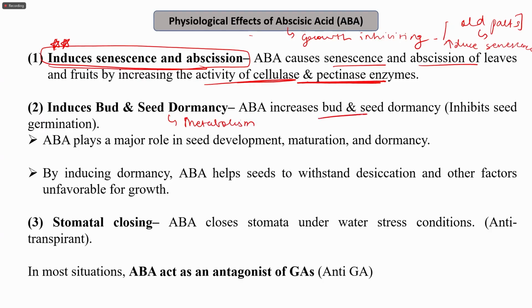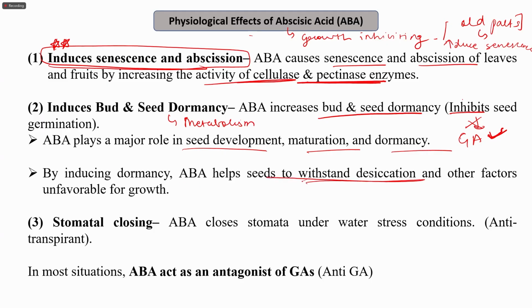So it increases the bud and seed dormancy. It inhibits seed germination, unlike GA that was helping in the seed germination. It is inhibiting the seed germination. ABA plays a major role in seed development, maturation, and dormancy. And by inducing dormancy, it helps the seed to withstand the desiccation.